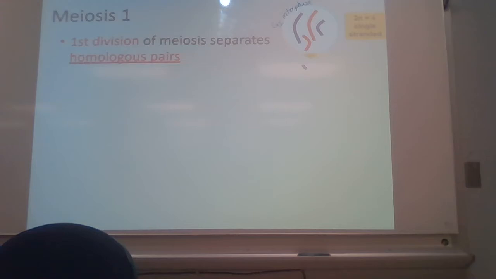And like we mentioned in the overview, this first division of meiosis is going to separate homologous chromosomes from each other. So we're going to go from having 2 copies of each chromosome to having only 1 copy of each chromosome.